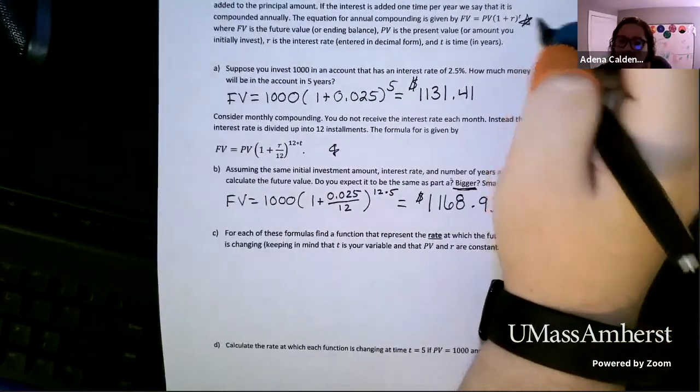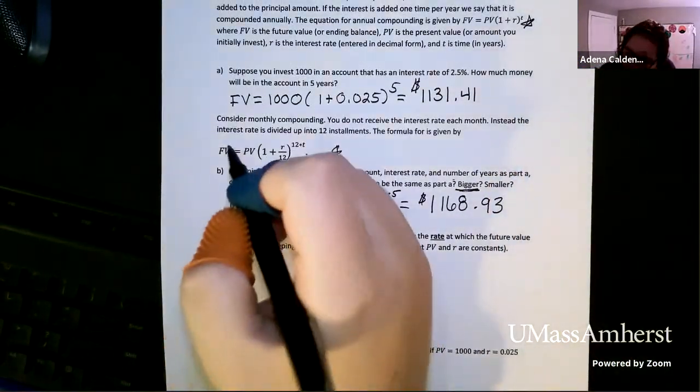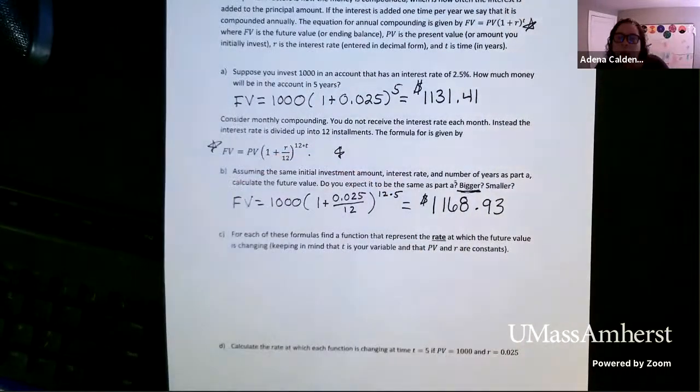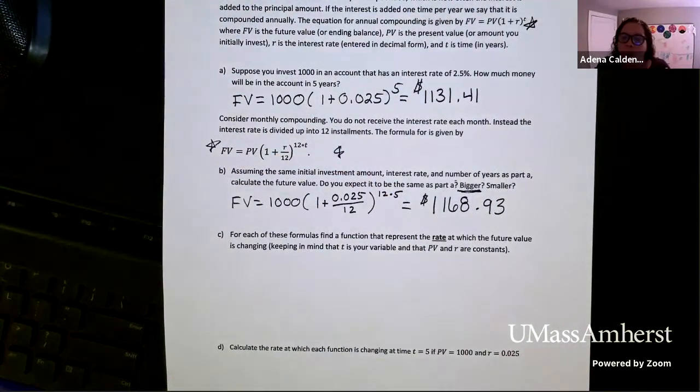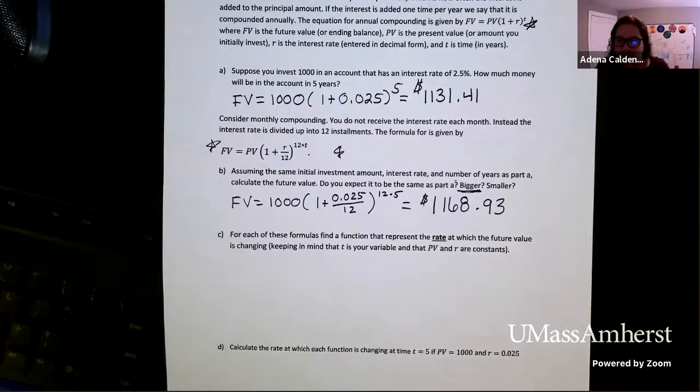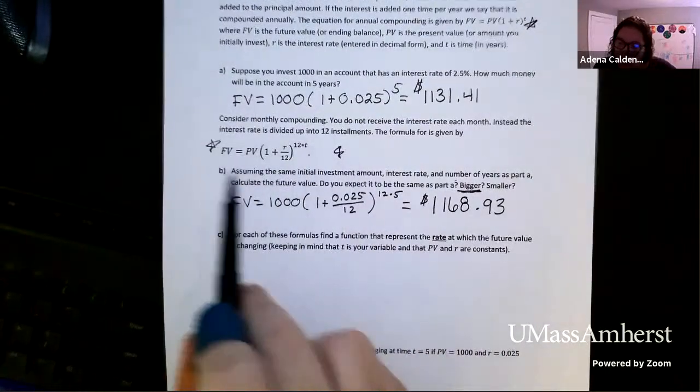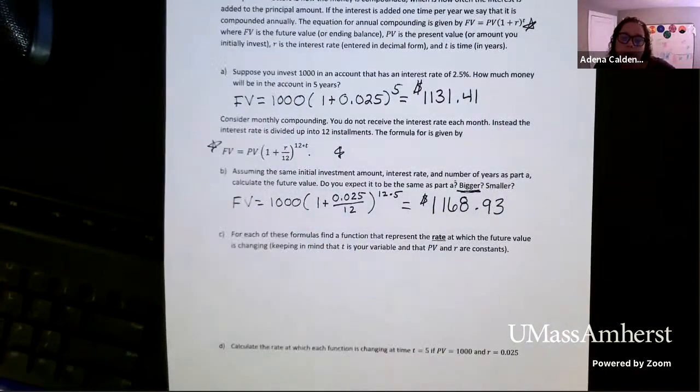So the original function, which is up here, and this monthly compounding function. So you need to think about what we're going to do with each of these letters. Again, that t is our variable and that R and PV are constants. How does that impact the derivative, right? And then for the second one that we have to do down here, this one's a little more complicated.